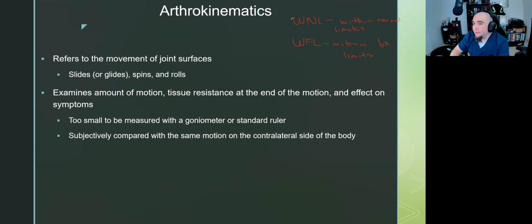So what do I mean by this? Well, let's just look at shoulder flexion. Within normal limits means the joint would go from 0 to 180 degrees in shoulder flexion. That's from here all the way up to here. That would be within normal limits. That means that joint has its full normal range of motion.